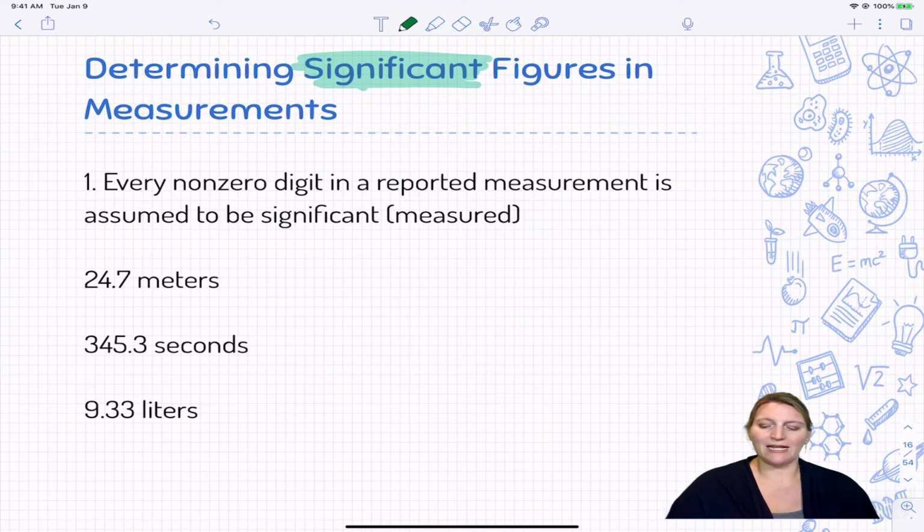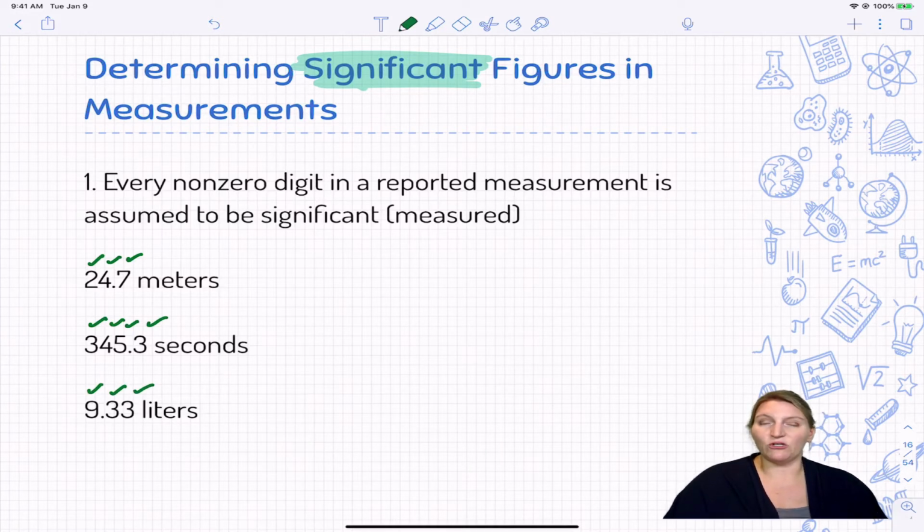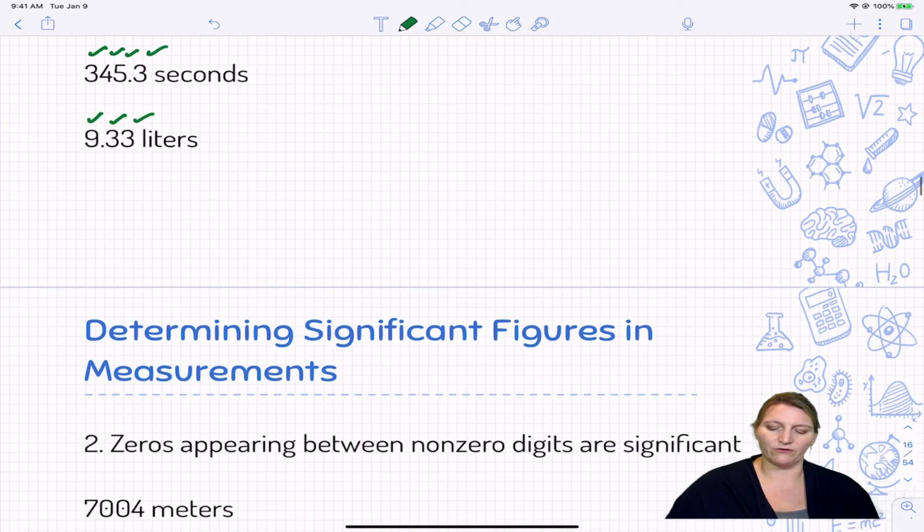Rule number 1 is that every non-zero digit in a reported measurement is assumed to be significant. And again, significant means measured, which means that in 24.7 meters, yep, all of those are significant. I'm just going to put a little check mark over the significant digits. 345.3 seconds, yes, that means the stopwatch that I was using could read to a 1/10 of a second. 9.33 liters, that means the instrument I was using, a graduated cylinder or something else, could read down to a 100th, right? The smallest markings were a 1/10 of a liter, and then I estimated beyond that to the 100th.